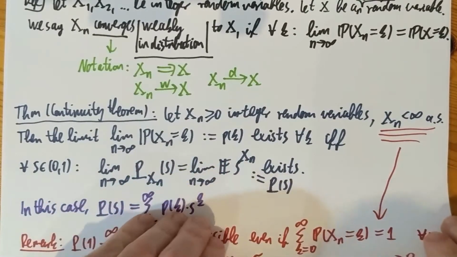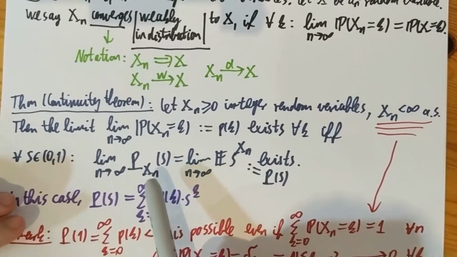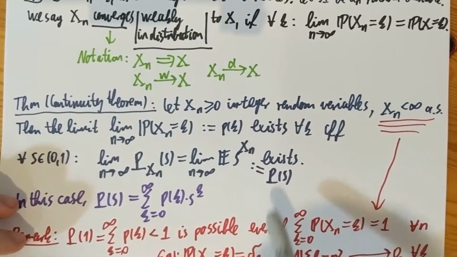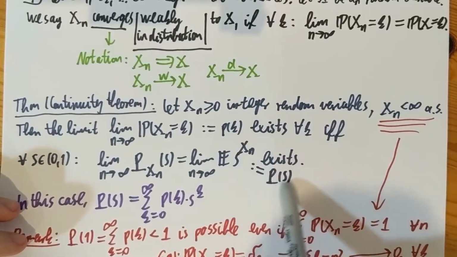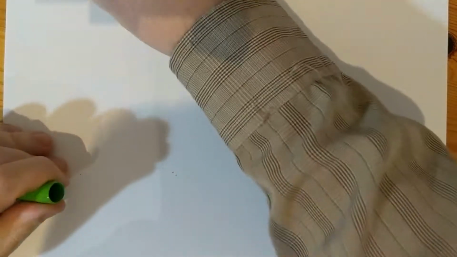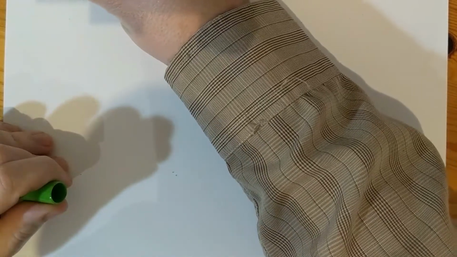Okay, so this is the task to do. Assume convergence of the generating functions, and from that show the convergence of the mass function, and show that the limit of the generating functions will satisfy this with the limit of the mass functions. That's what we need to do. This is going to follow something called a diagonal argument. And it's a very interesting one.